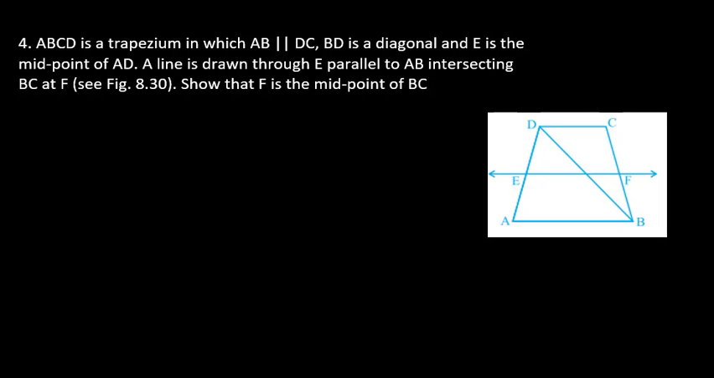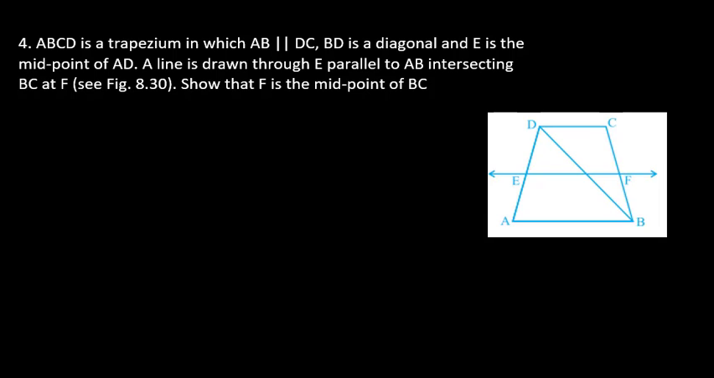So ABCD is a trapezium. These two sides are parallel. Then we have drawn a diagonal BD, and we have taken E as the midpoint of AD. A line is drawn parallel through point E, which intersects BC at point F. We have to show that this F is the midpoint of BC.